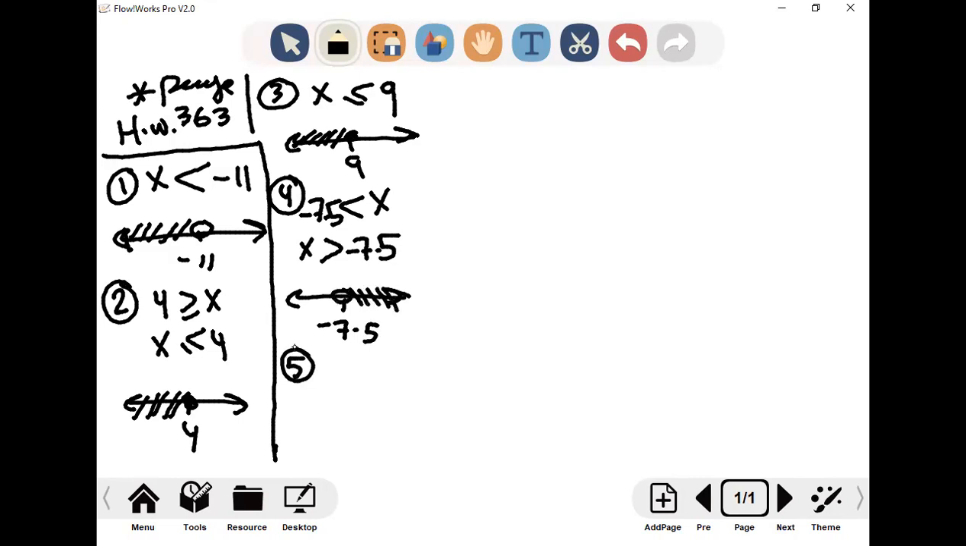Question 5, x more than or equal to 3. This is a 3, closed circle to the right.